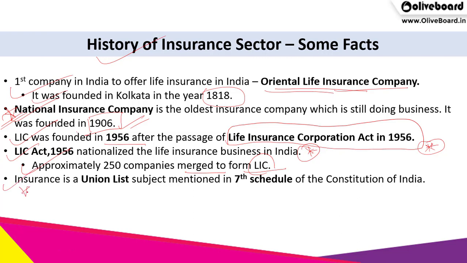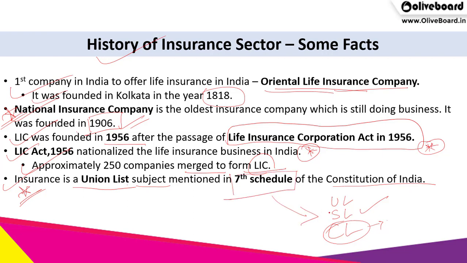And now this point, again very important: insurance is a union list subject mentioned in the Constitution of India. The Constitution has a union list, then a state list, which is the prerogative of respective states, and a concurrent list, where the union government and state government both have a say. Insurance is a union list subject mentioned in the 7th Schedule. The union list, state list, and concurrent list are mentioned in the 7th Schedule of the Constitution of India.